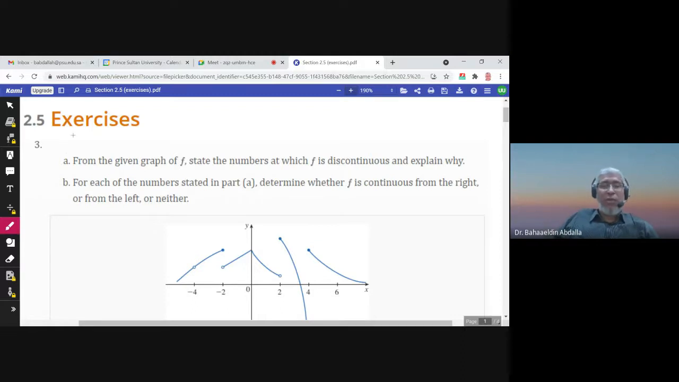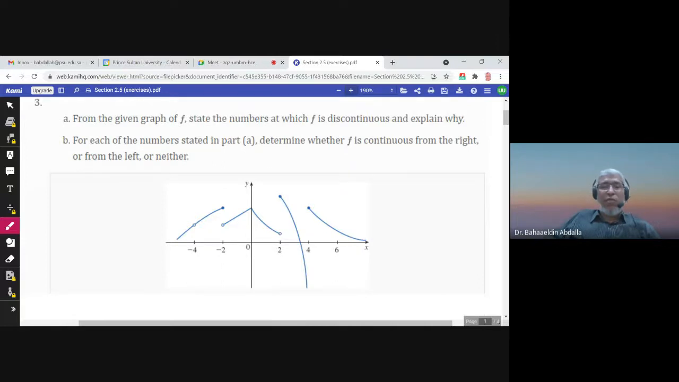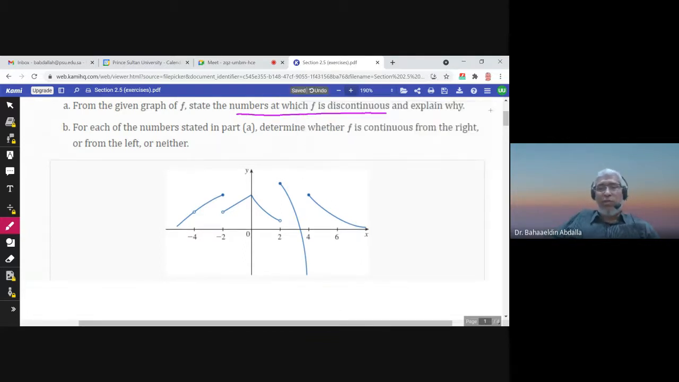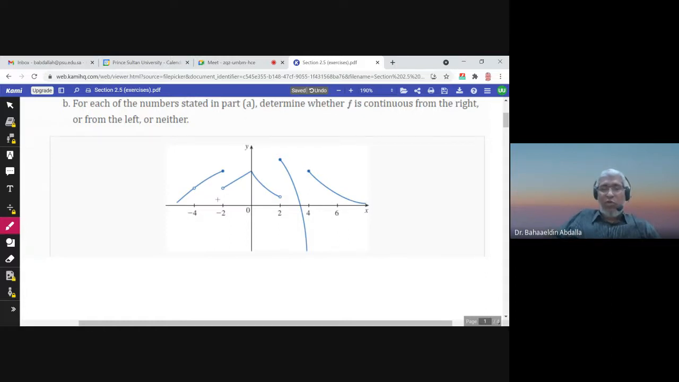These are some exercises about section 2.5 continuity. From the given graph of f, state the numbers at which f is discontinuous and explain why. And for each of the numbers stated in part A, determine whether f is continuous from the right or from the left or neither. Okay, so we will determine the numbers at which f is not continuous. We will explain why, and we will tell also whether continuity from the right or from the left.